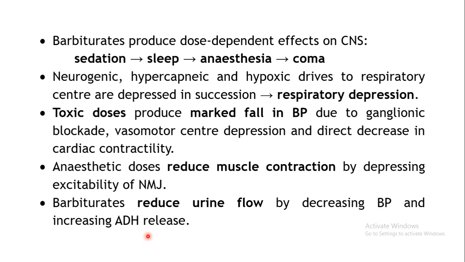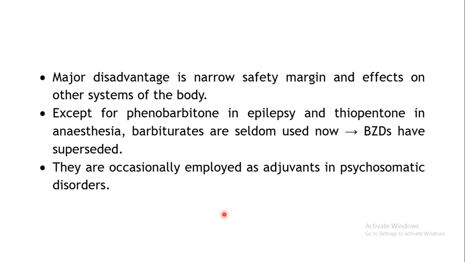Also barbiturates can increase the ADH release, antidiuretic hormone, which is responsible for decrease in the urine output. This particular hormone of the posterior pituitary gland is responsible for decrease in the urine output, and its level is increased. So obviously it will further reduce the urine output. So these are some of the deleterious effects which can be produced by barbiturates on the other systems of the body. Now the major disadvantage of these barbiturates is the narrow safety margin.